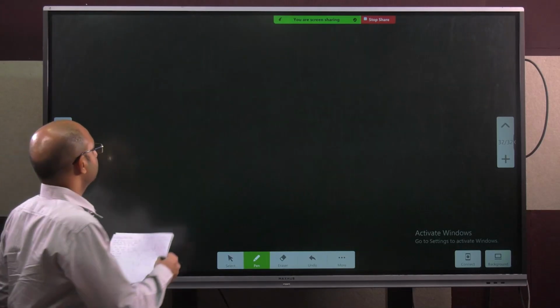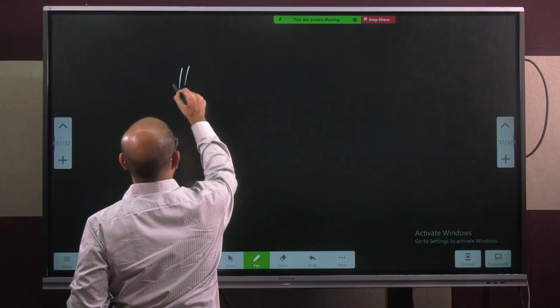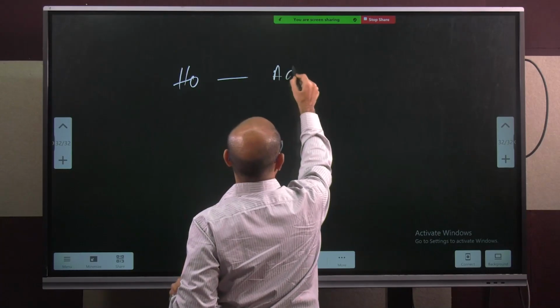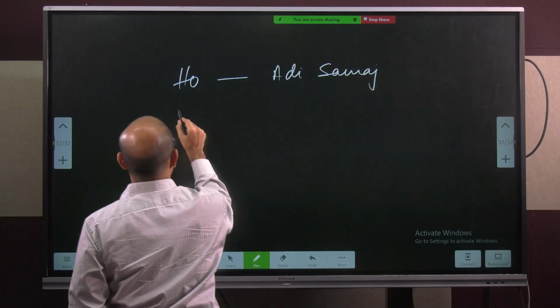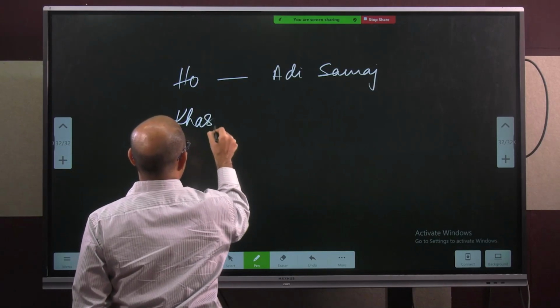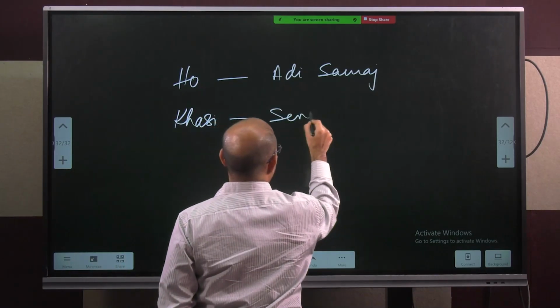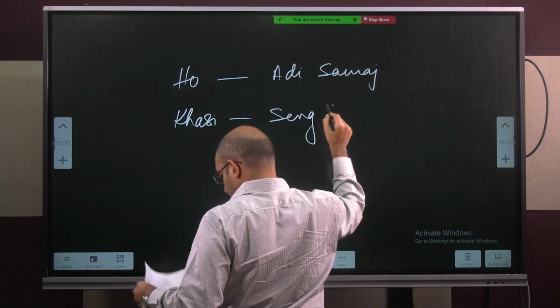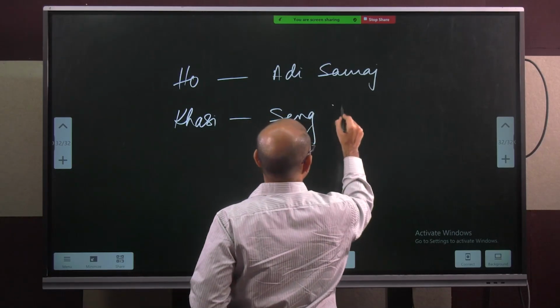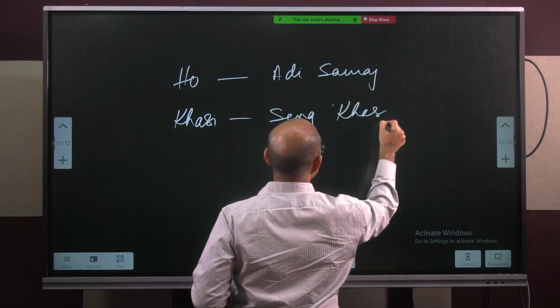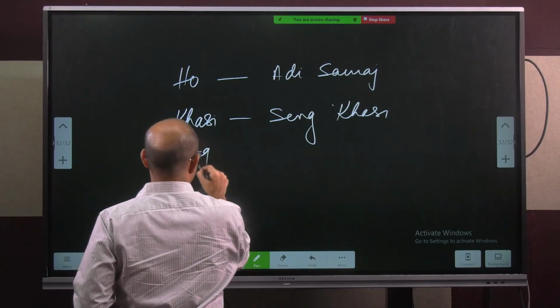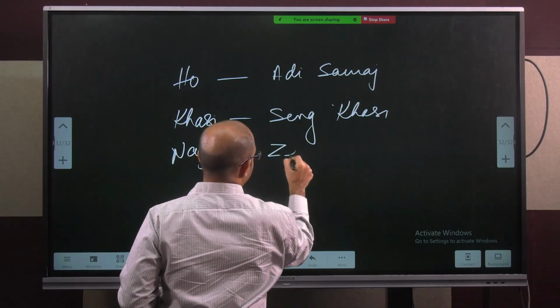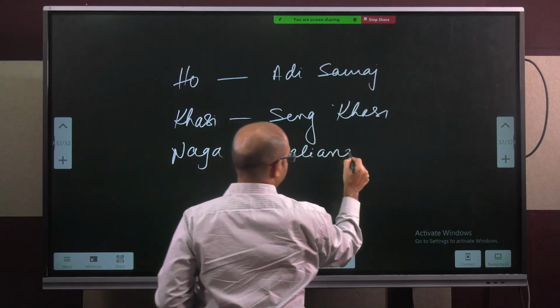And what are the examples of this? Among the Hos, we have the Adi Samaj movement. Among the Khasis, there is the Seng Khasi movement. Among the Nagas, we have the Zeliangrong movement.